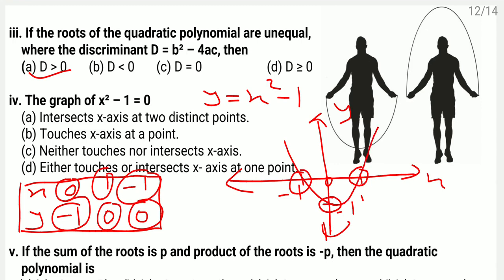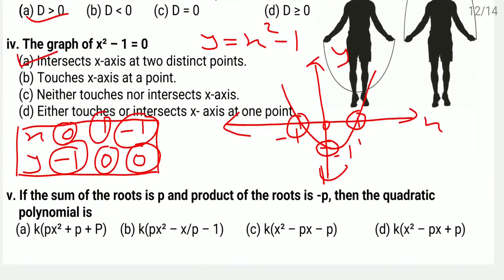The graph is intersecting the x-axis at 2 points, right? So which option is the correct one? Intersects x-axis at 2 points. Option A is the correct one. Fine. So here they have given either touches or intersects x-axis at 1 point, so option D will not be the correct one. So option A is the right one.